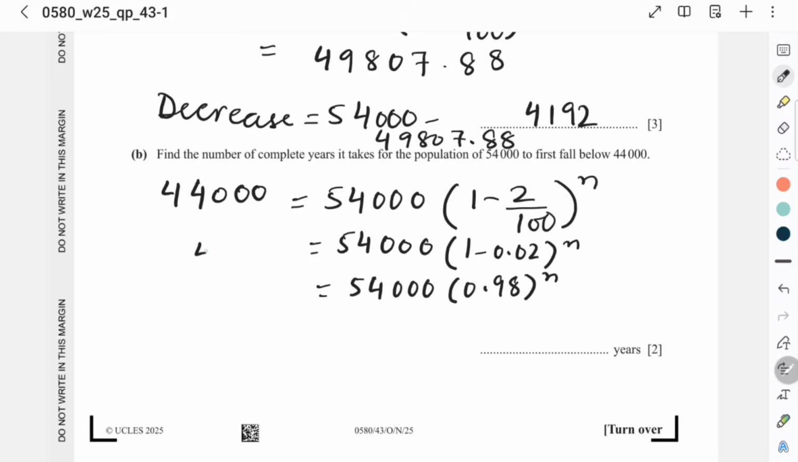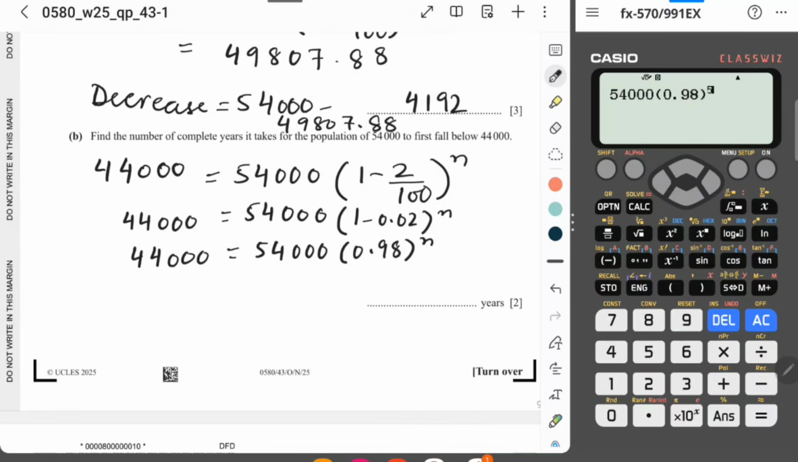And 44,000. You can divide and then find out that number. So I'm just checking with the calculator how many complete years it will be. So we are just trying it. That is 54,000 times 0.98 to the power of 5. So it is 48,811. It's the bigger number. I'm trying, it is decreasing, so we'll have to move to more.